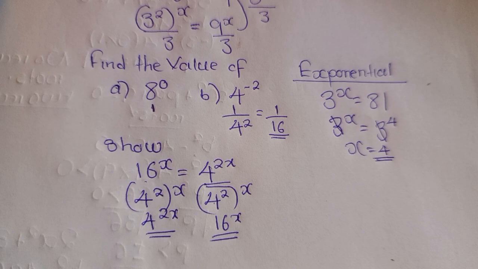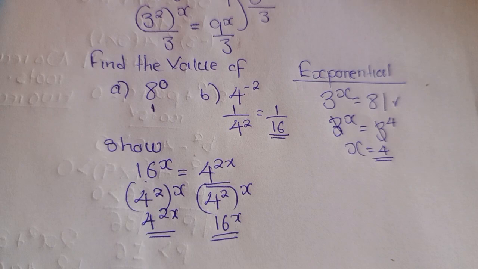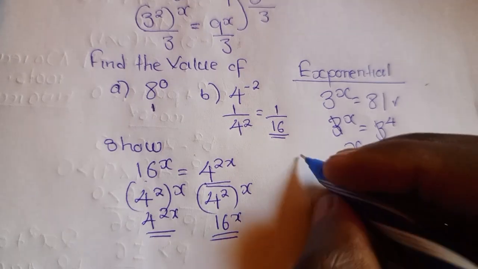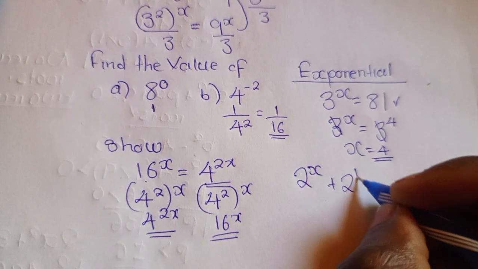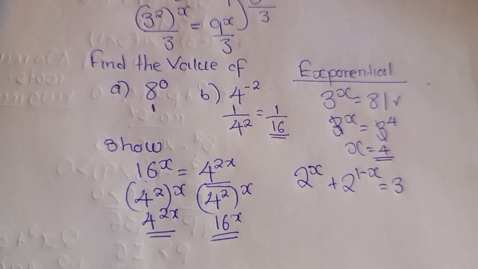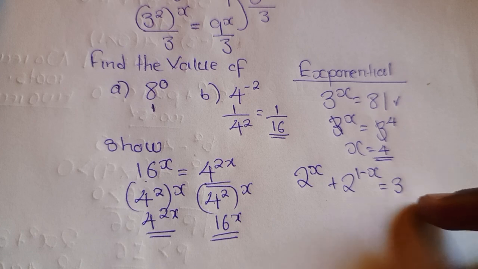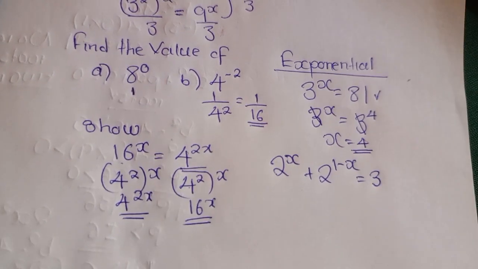But now we move a step forward. How do we apply such a concept and the rules of indices to solve what are referred to as exponential equations? Let us say we have 2 to the power x plus 2 to the power 1 minus x equal to 3. How do we solve this kind of equation using exponential equations and the rules of indices?